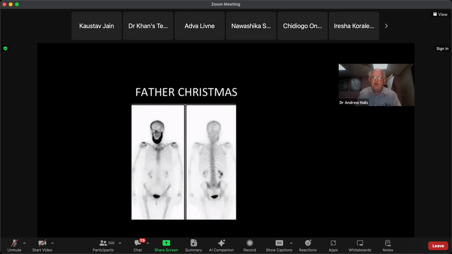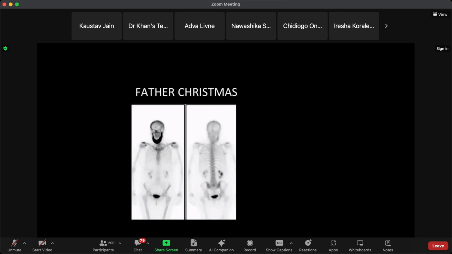Okay, so same person. What about Father Christmas? What's he got wrong with him? Yeah, so similar planar images again of a bone scan. There's intense uptake in the mandibles bilaterally. And I can see the kidneys, so it's not a super scan. I don't see any significant abnormal uptake elsewhere.